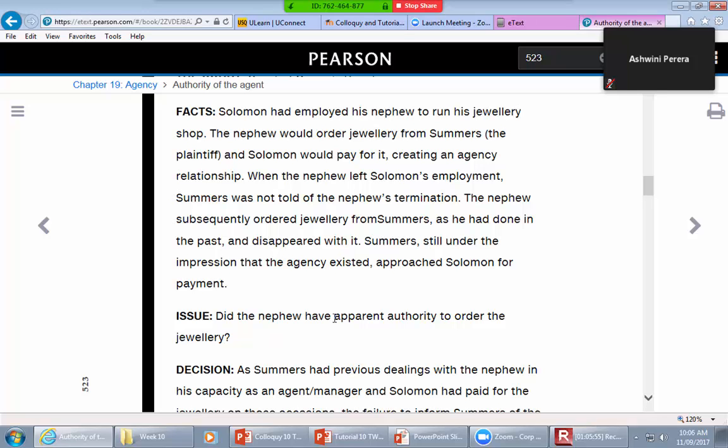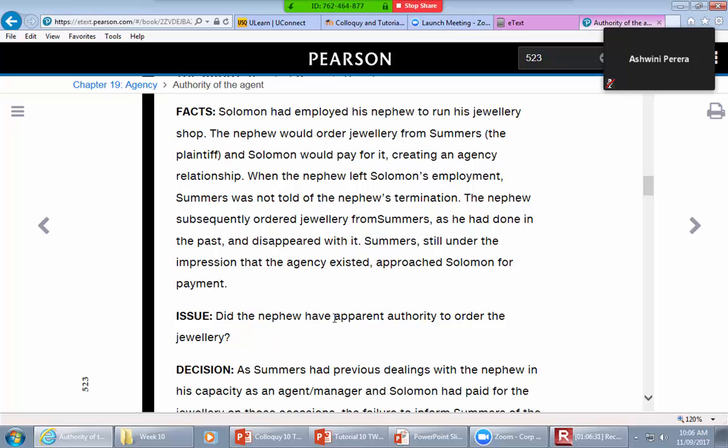Solomon had employed his nephew. Nepotism, no. Solomon had employed his nephew to run his jewelry shop. He's the shop assistant. The nephew would order jewelry from Summers, and Solomon would pay for it, creating an agency relationship. That's clear.